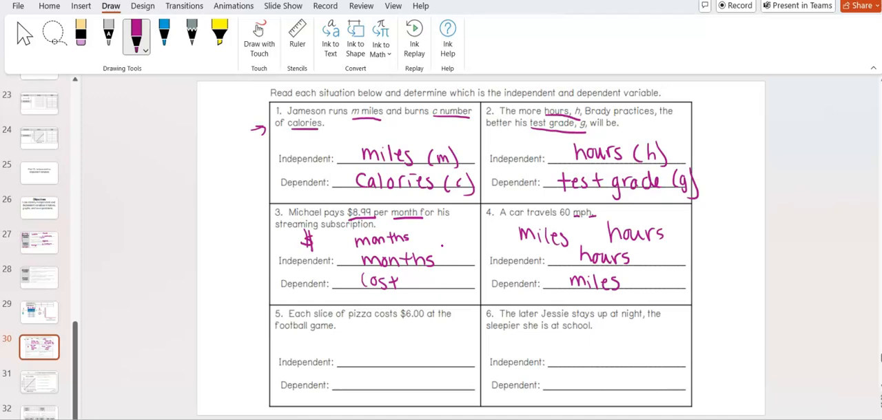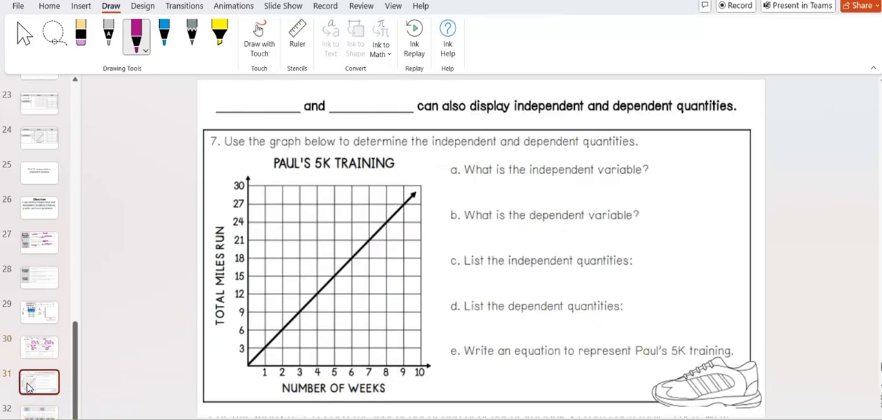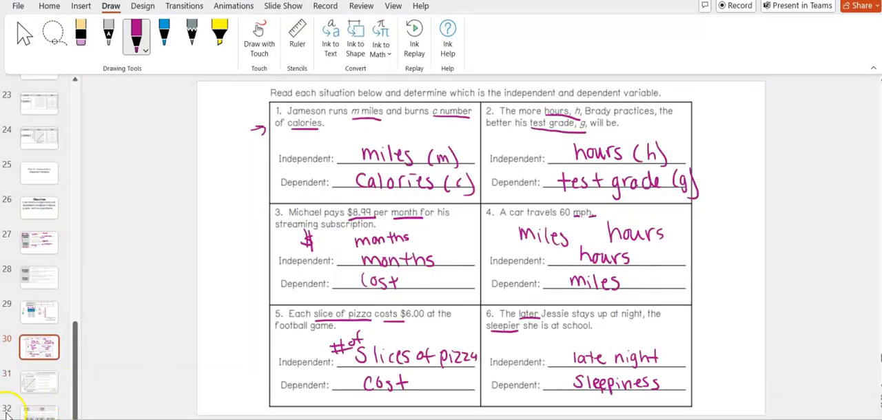All right, pause the video and try 5 and 6 on your own, and then join me and see if you're right. All right, so hopefully you figured out that number 5 is going to be the cost depends on the number of slices of pizza you buy. And number 6 is how sleepy Jesse is. And how sleepy Jesse is depends on how late Jesse stays up at night.